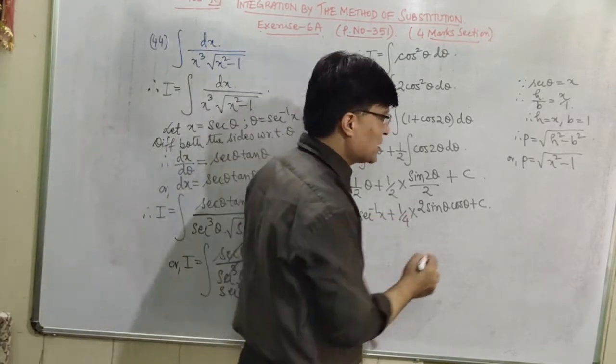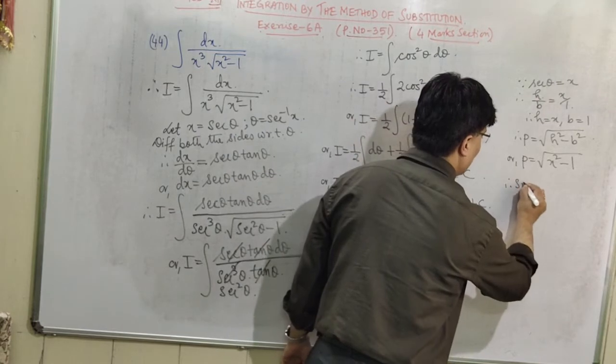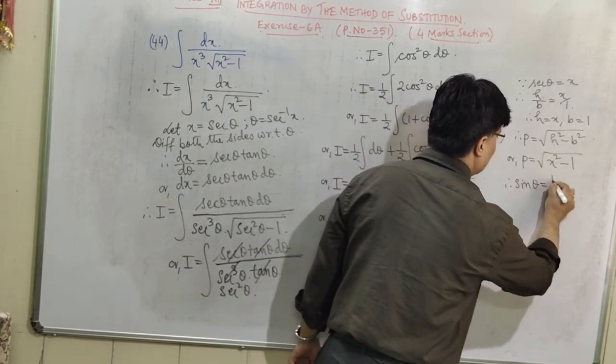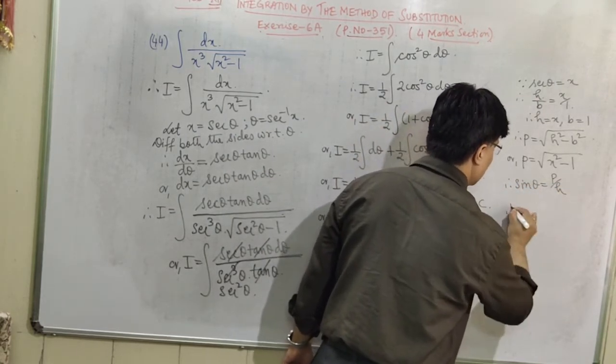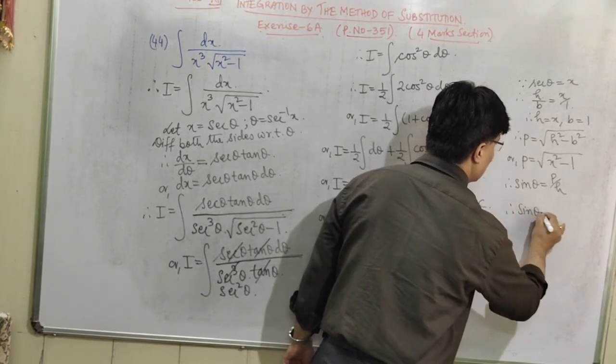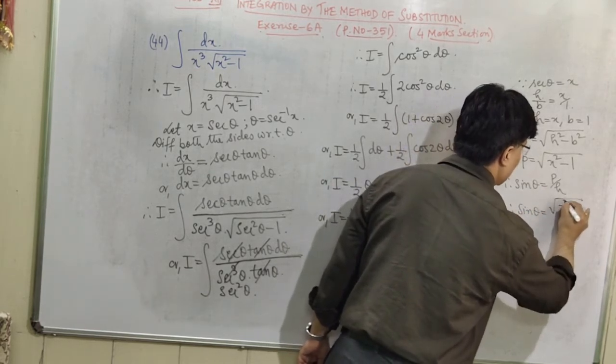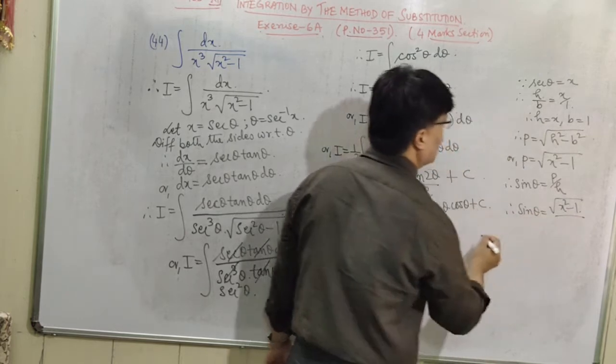Now let us get the value for sin theta. What is the formula for sin theta? It is p by h. So sin theta is equal to, what is p? It is root over x square minus 1. And what is the value for h?